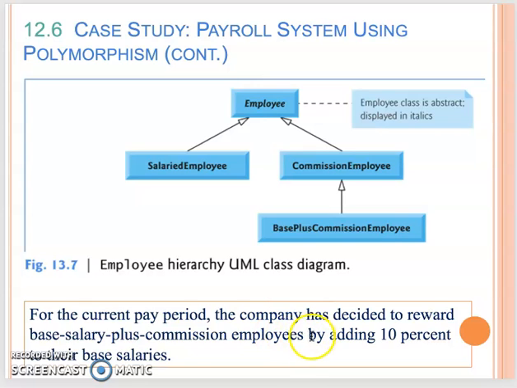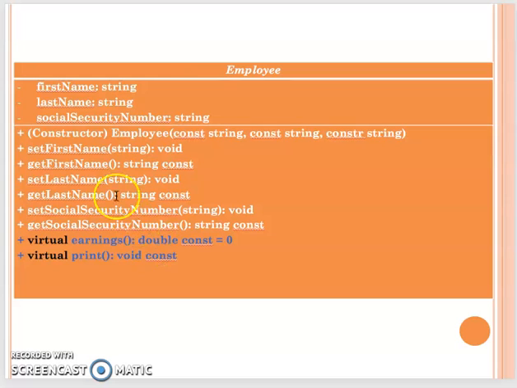So then the company decides to reward only the base salary plus commission employees by adding 10% to their base salary. So then we will see how we create one employee array pointer to refer to different kinds of objects, but then we can find out what type they are. So then we only reward 10% to the base salary. The first thing is to see individually how they are implemented, how they inherit from each other. So that's the first one.